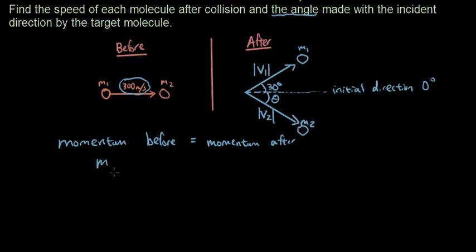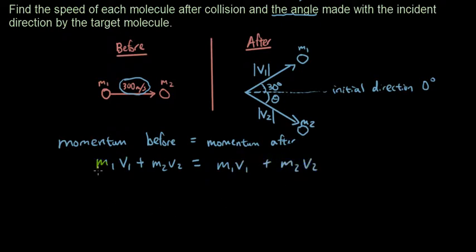So m1 v1, the mass we don't know, so I'm just going to write m1 times the velocity. Actually, let me write the equation first. m1 v1 plus m2 v2 is equal to momentum after, which is m1 v1 plus m2 v2.